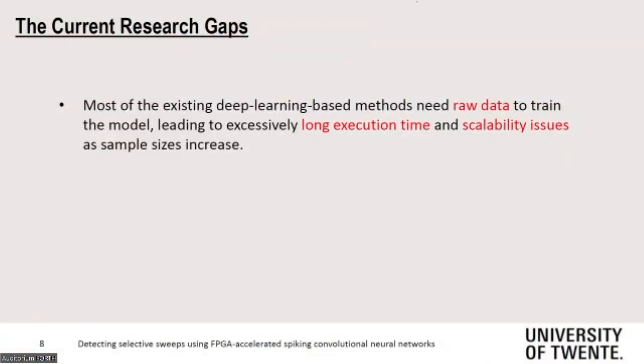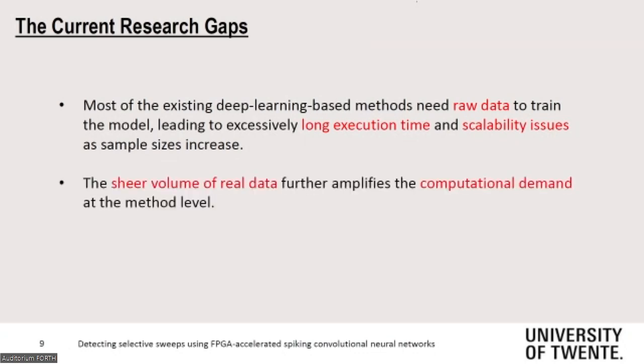Although those deep learning based methods achieve promising results compared with summary statistic based methods, they still have drawbacks. Most existing deep learning based methods require the entire raw data to train the model, which could lead to long execution time and also scalability issues when the window size increases. And the volume of the real data also requires more computation.